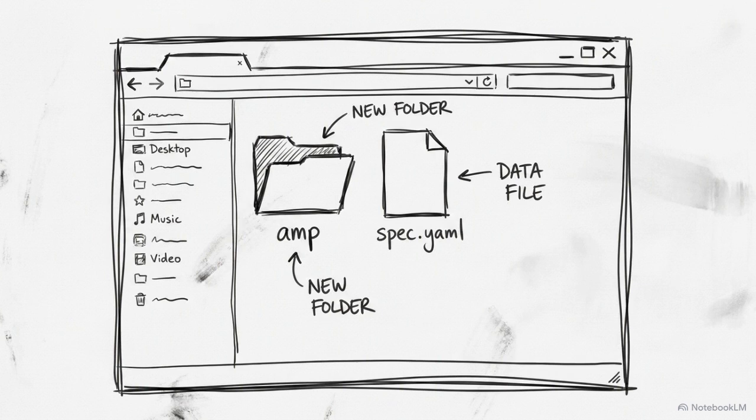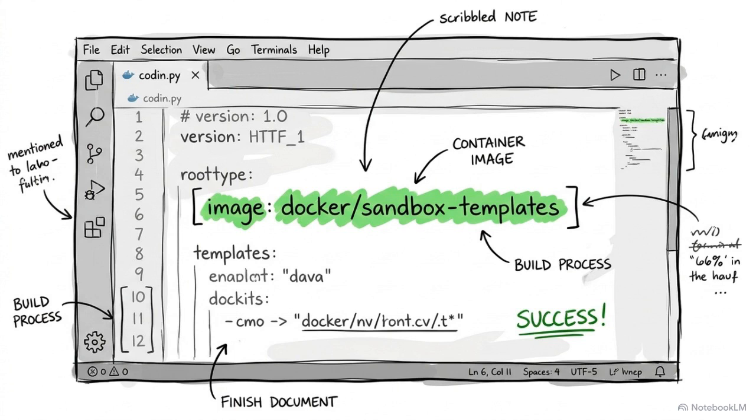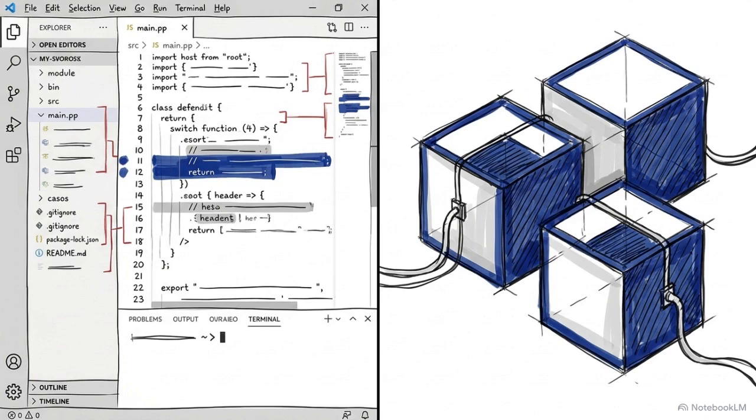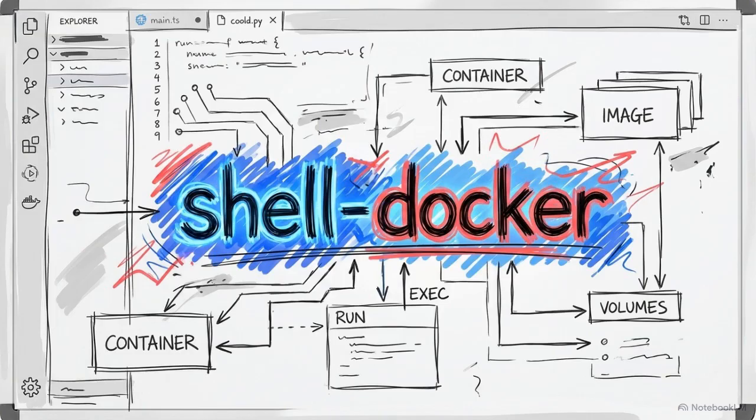First, create a new project folder named AMP and initialize a blank file called spec.yaml. We start by defining our base image. Coding agents require a generic environment, but they frequently need to run their own temporary containers to test the code they write. The shell Docker template provides exactly that capability.